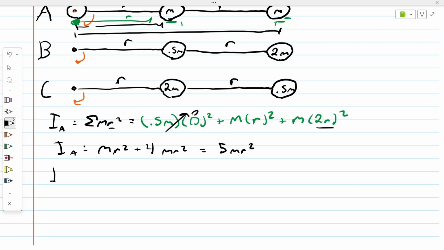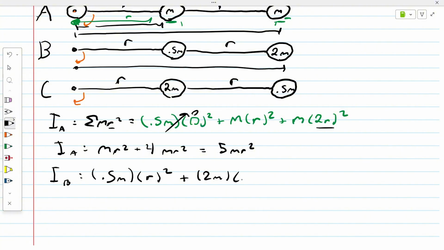So IB is going to be the same thing. We can sum them up. Now there's no masses on this axis, and we know even if there was, it wouldn't matter. So we can just start on this first ball right here, which has a mass of 0.5 m, and the radius is just r. And then we square that, and then we add the second one, which is a mass of 2m times the radius of 2r, because again it's rotating around this axis, so we need this entire distance. So this will be 2r squared.